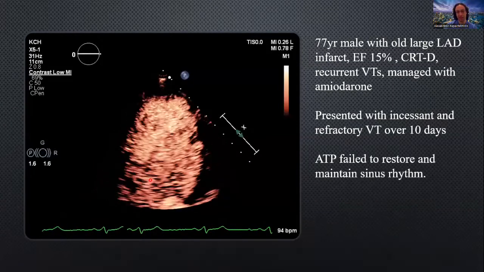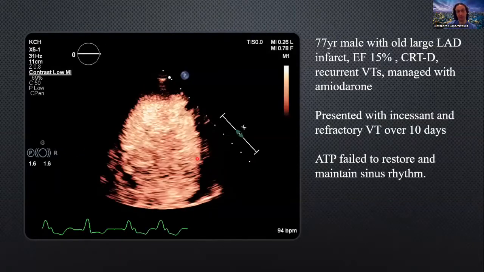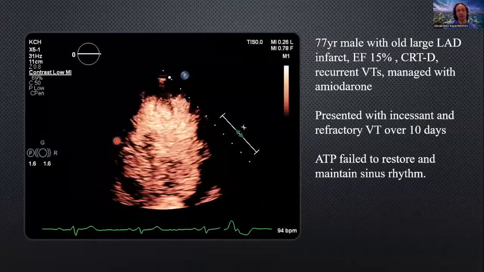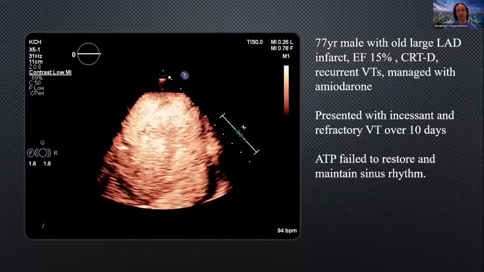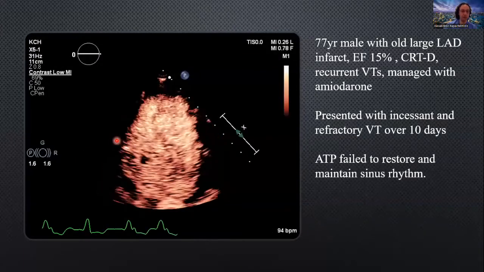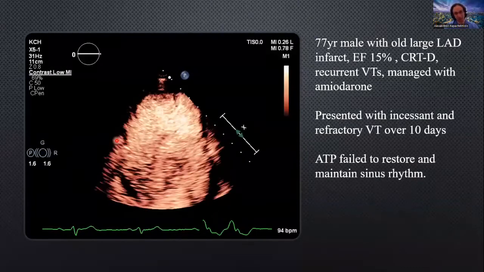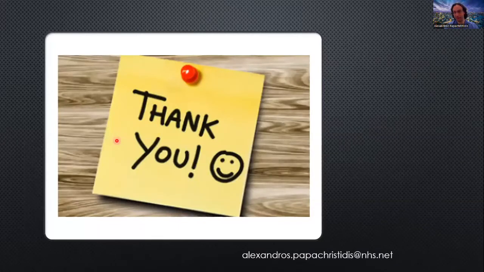So by delivering the energy of the flash into the myocardium, we managed to break the reentry circuit, which was essential for the VT for 10 days. And just by using a flash, contrast echocardiography terminated incessant and refractory ventricular tachycardia. It's not something that I advocate, but it's just to demonstrate the bioeffects of contrast imaging. And that's all from my end. Thank you for your attention, and I'll be open to questions if there are any.